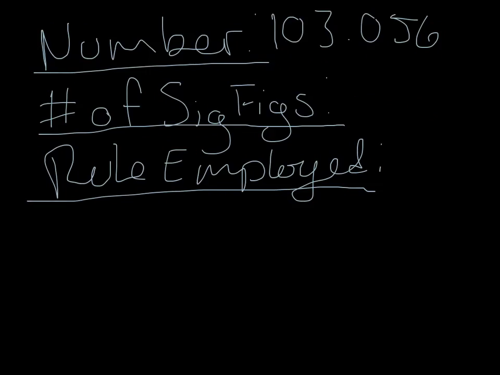For the number 103.056, we will have a total of 6 significant figures here. And this is due to rule number 1, which accounts for the 1, the 3, the 5, and the 6. And then the 2 remaining zeros we have are sandwiched between significant figures, therefore also making them significant due to rule number 2.